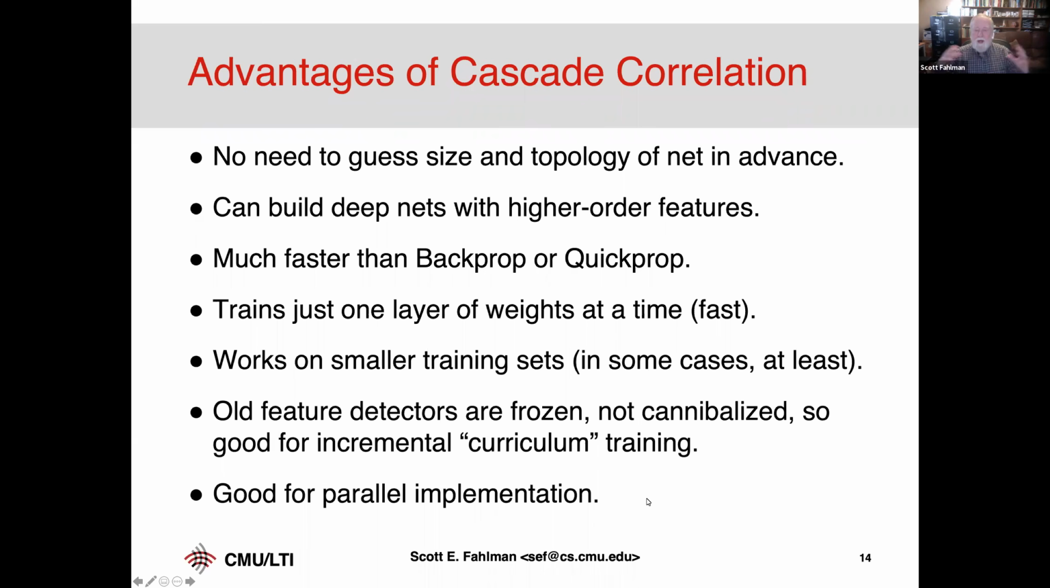And when we're training this pool of candidate units, they can all be on different machines. It's good for parallel implementation. They're not talking to each other. They're each looking at the training set, looking at the residual error for each case, and trying to tweak up their unit. And in the end, we say, okay, who's got the best score?